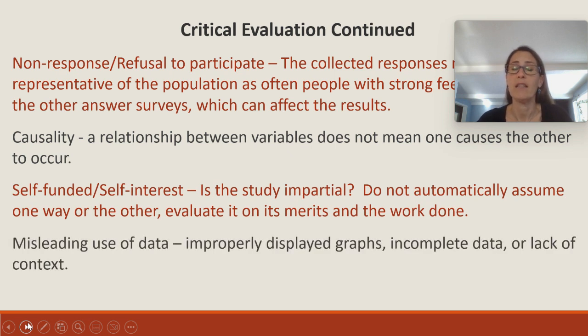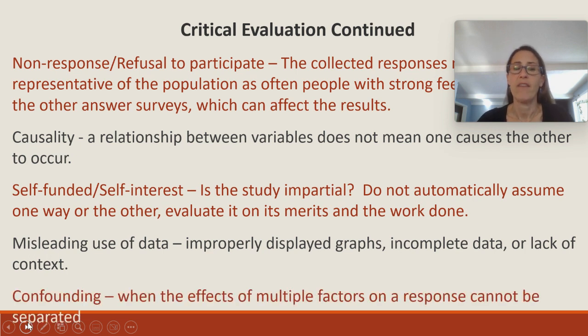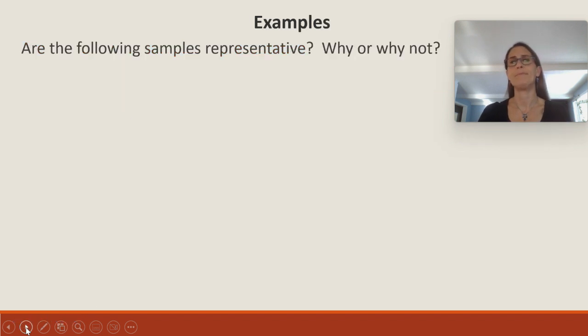Misleading use of data: improperly displayed graphs, incomplete data, or lack of context. I know I said when we were making some graphs earlier that you want to present your data in a way you want the viewer to see it. Sometimes people do that and it can be misleading and make people think something that may not be entirely true. Confounding is when the effects of multiple factors on a response cannot be separated. So something else might have occurred that caused something to happen, and you have to be careful that you're really looking specifically at the things that you think you're looking at.